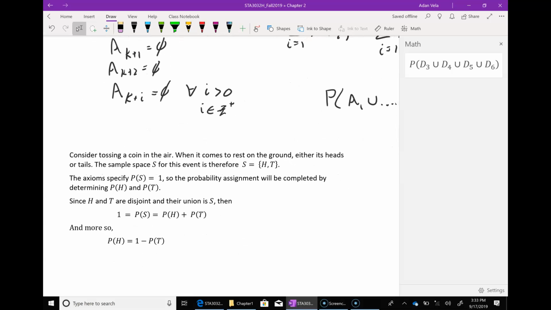This ends up leading to a few other nice properties. And we can sort of see it in a simple heads-tail example. All right, so I'm flipping a coin. My sample space is heads or tails. From the property above, in the axioms, I already know that the probability of the sample space is 1. And I know that heads and tails are disjoint events, right? They can't happen at the same time. It's either one or the other.